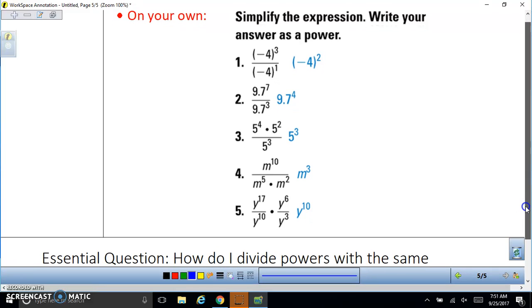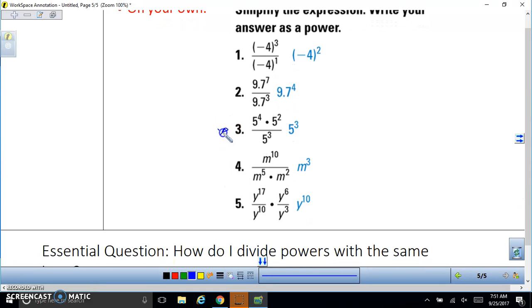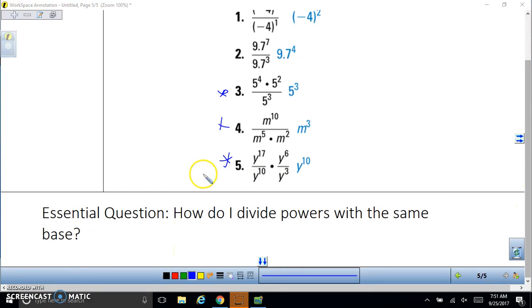All right, that's all the work I should see on there. These ones are 2 steps, so I should see 2 steps on your paper. All right, how do I divide powers with the same base? Go ahead and answer this essential question and go take that checkpoint.